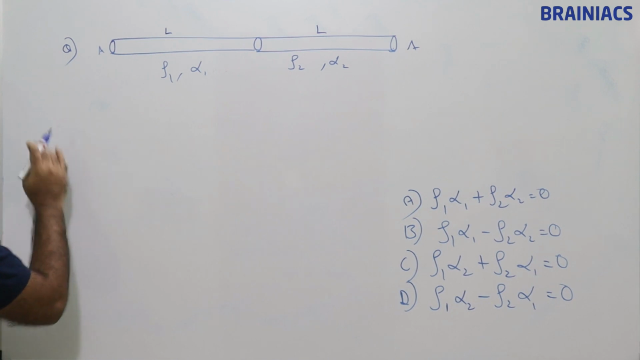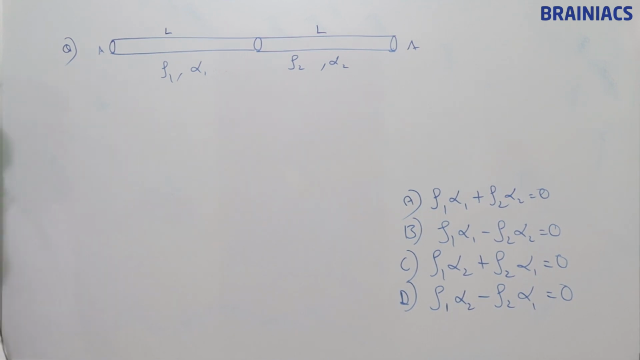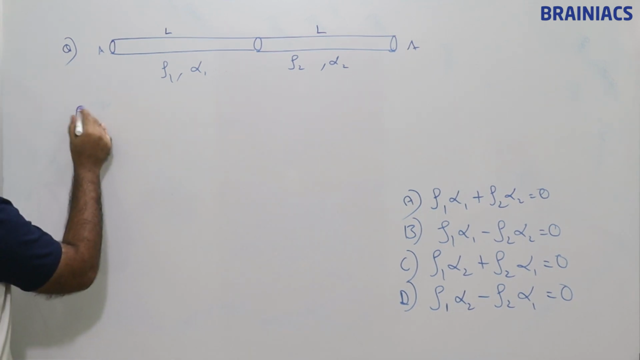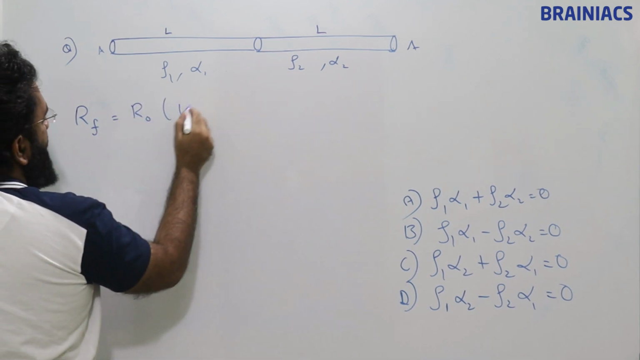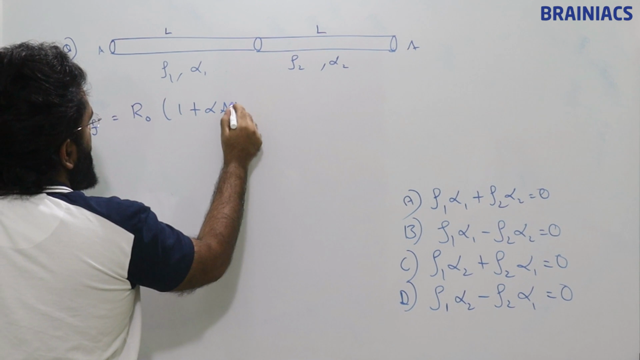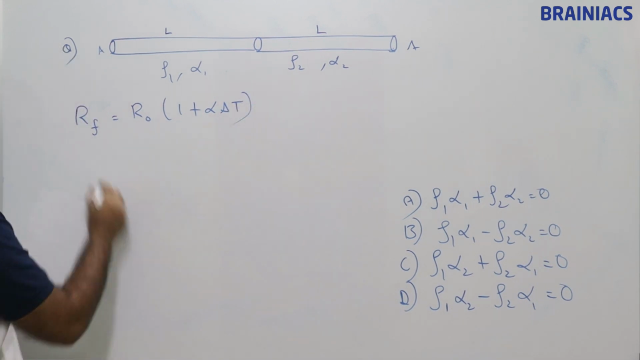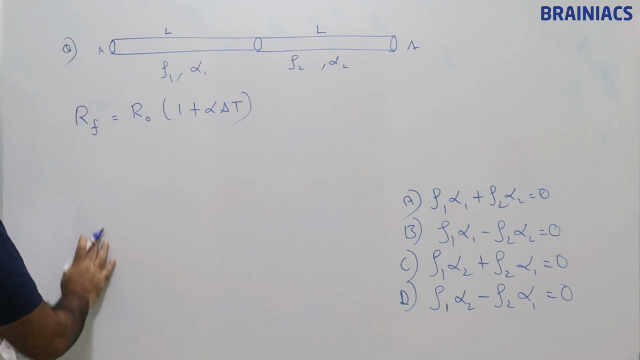So one method to solve this question is, see, Rf is equal to R0 into 1 plus alpha delta T. So actually, what is the change in resistance?